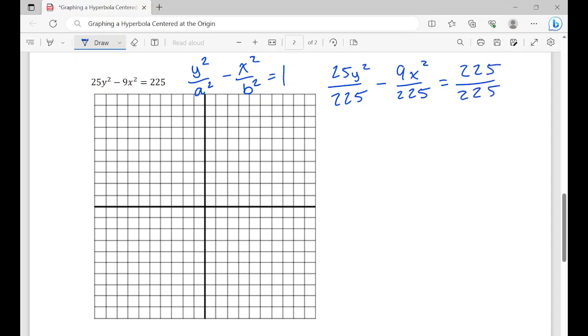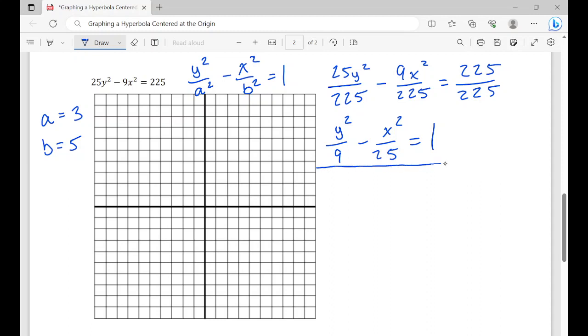Now just reduce this down, and we're going to end up with y squared over 9 minus x squared over 25 equals 1. So now I have my hyperbola in the correct form, and I can see that a is equal to 3, and I can see that b is equal to 5. And again, from here, I can find out my vertices, foci, and asymptote.